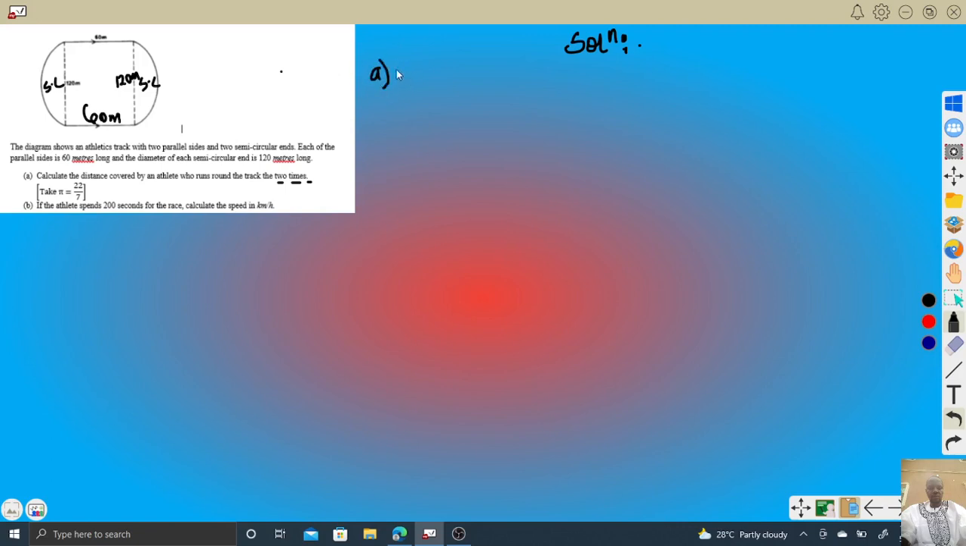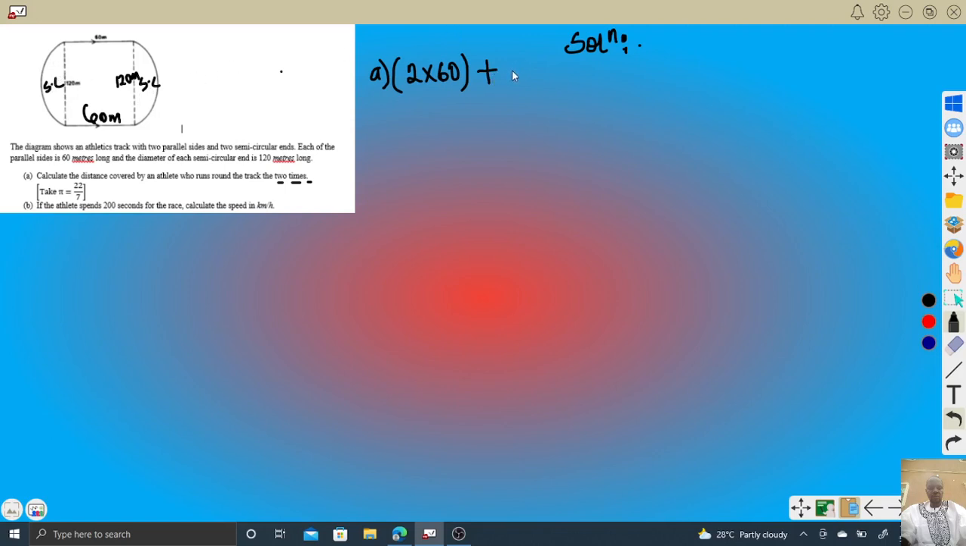So the two parallel sides is 2 times 60. I'm adding all the perimeter of the shape. Plus, the two semicircles will give me a circle. So I can just say a circle, then the perimeter of a circle, two semicircles will give me a circle. I hope students understand that. So the perimeter of a circle is 2 pi r.